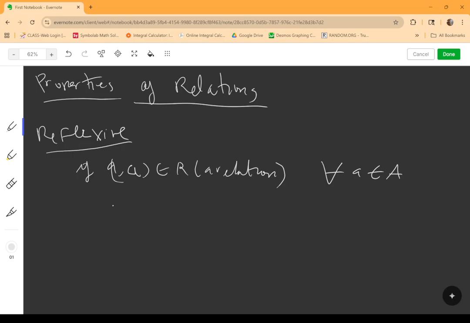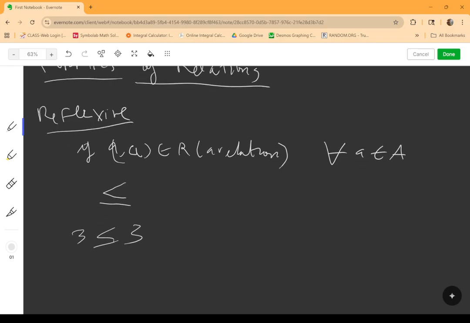A good one to think of is less than or equal to. If we're dealing with two numbers and the number is the same, this always holds. 3 is less than or equal to 3. So that is one of the properties here.